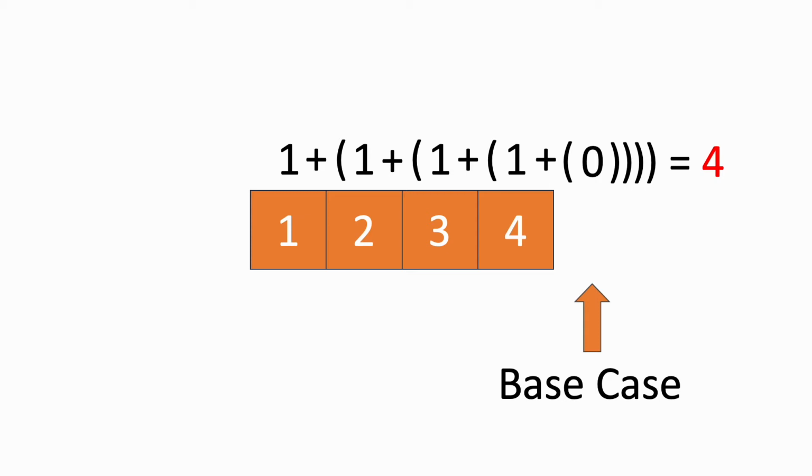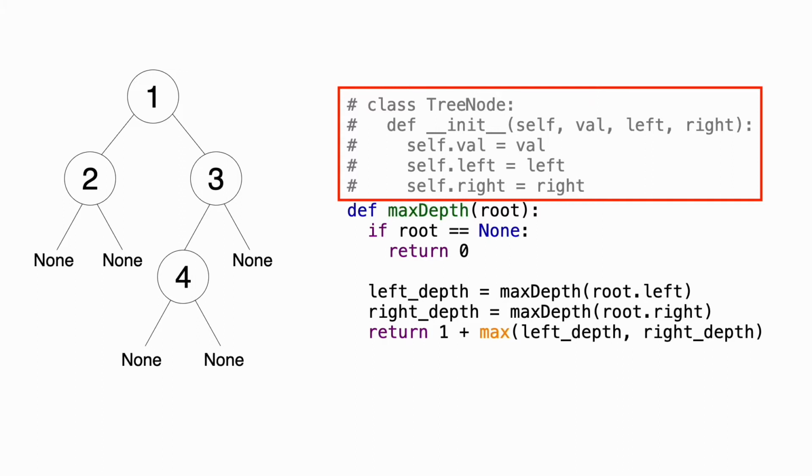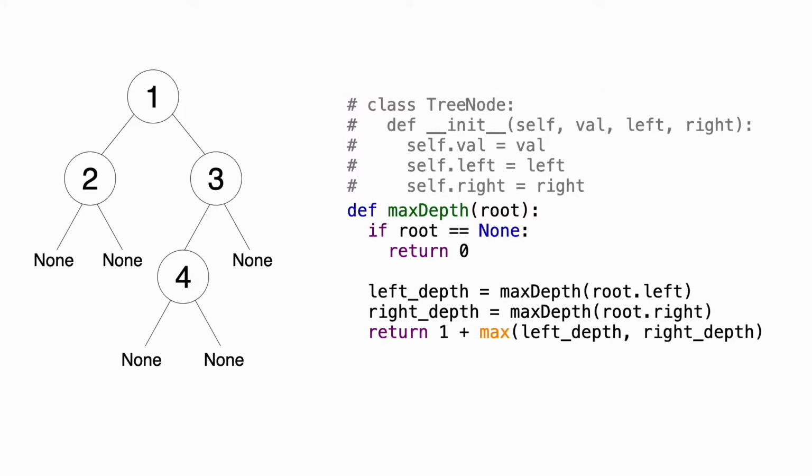Now let's look at the code and solve this in Python. Let's use the same tree as before, and we'll also be using this definition of a tree node here. Each node has 3 attributes: val, which is the value you see inside each node, left, which is a pointer to the left child node, and right, a pointer to the right child node. If either pointer points to none, then that means that there is nothing there, and we don't count that as a node.